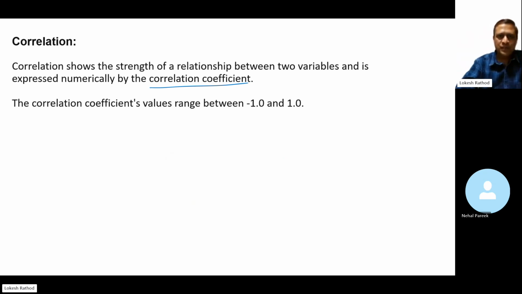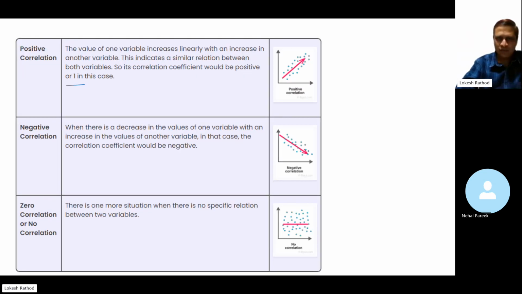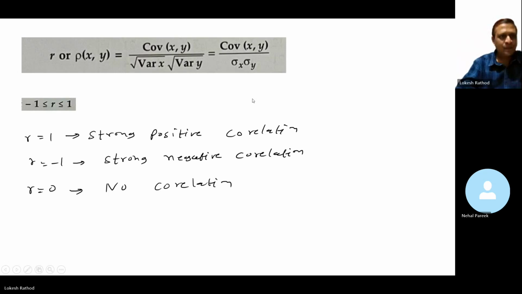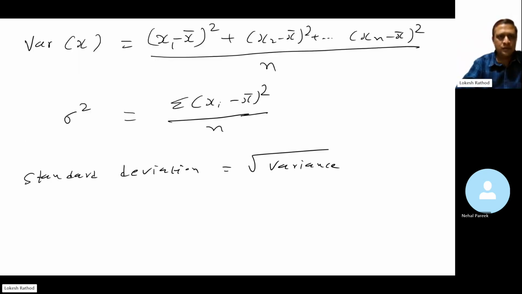Correlation coefficient shows how strongly the two variables are related with each other, ranging from -1 to 1. We saw positive, negative, and zero correlation. Formula: covariance of xy over square root of variance of x times variance of y, or covariance of xy over sigma x sigma y.